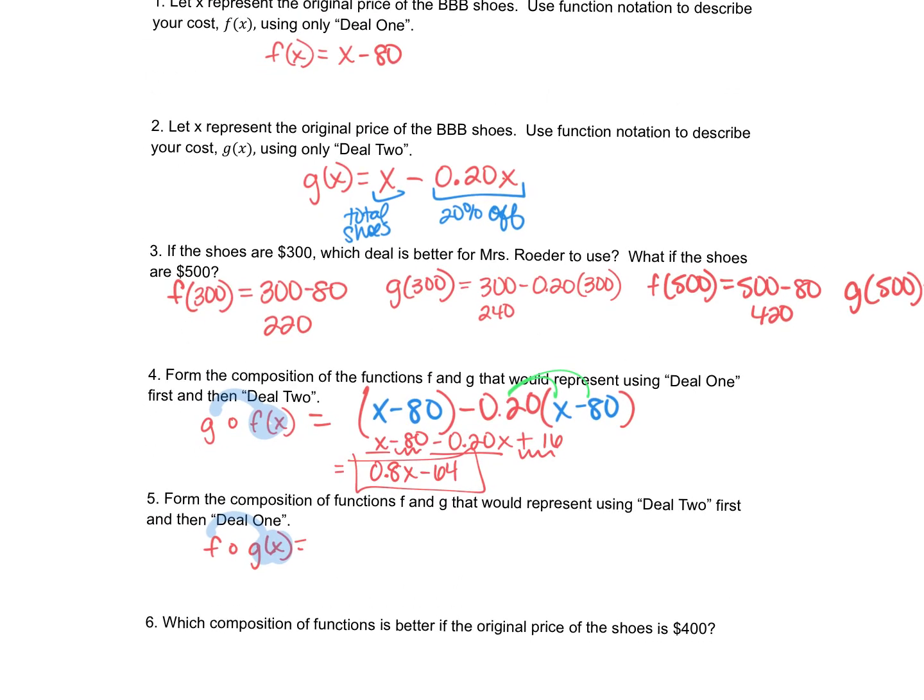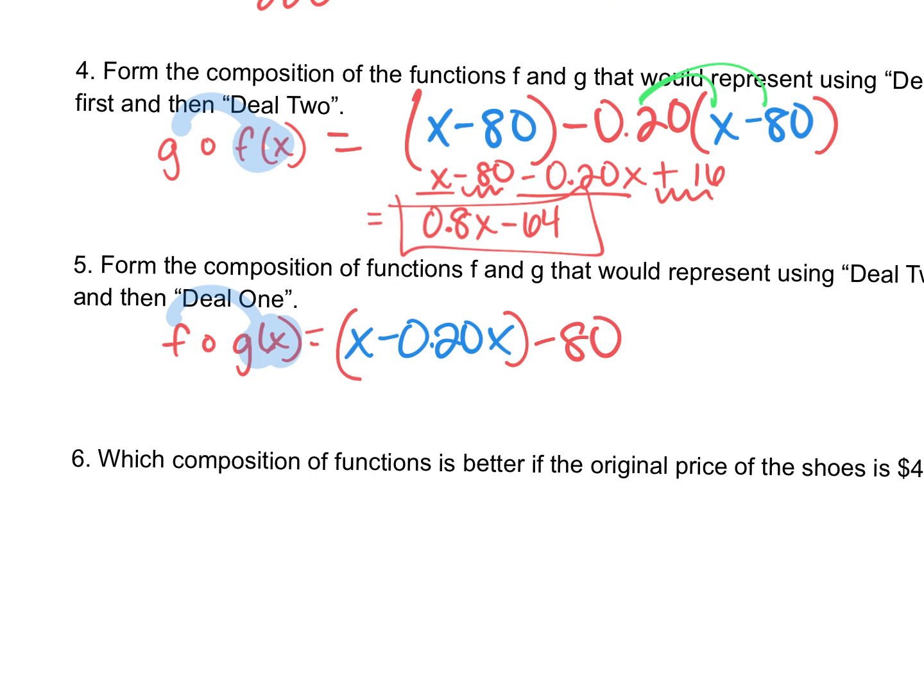The f of x is just x minus 80, so it'll be x minus 0.20x, and I will put parentheses around it, minus 80. Okay, now, are the parentheses doing anything for us? The answer is no. So all we need to do is combine like terms. It looks like I can only combine my x's. So this would equal 0.8x minus 80.